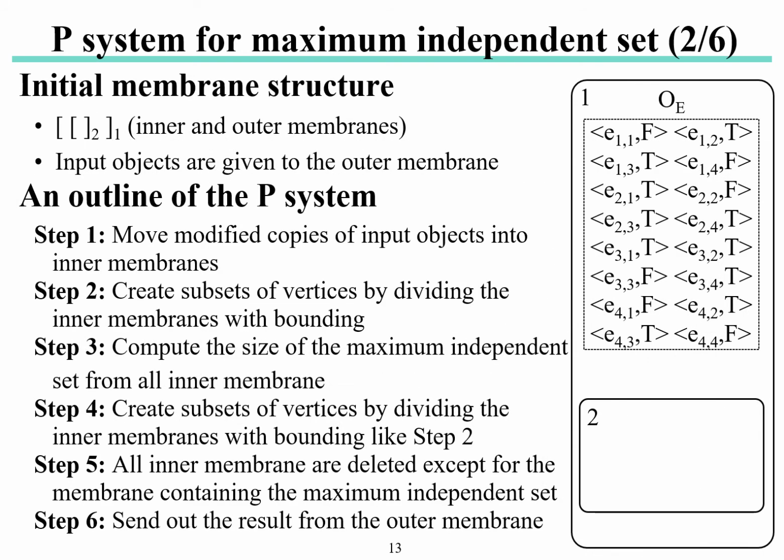Next, I'll explain the procedure of the proposed P system. The initial membrane structure is given like this. There is an inner membrane included in an outer membrane. Input objects are given to the outer membrane. This is an outline of the steps executed in the proposed P system. The procedure consists of these 6 steps. I'll explain an overview of these 6 steps in the following slides.